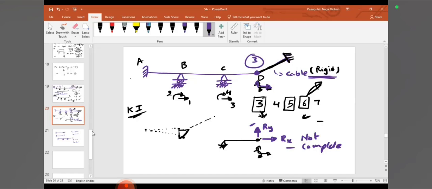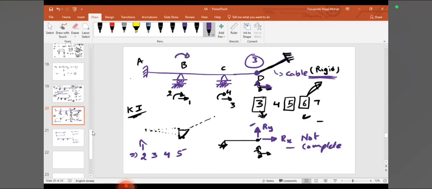Now tell me, if the cable is axially rigid, I just want to hear what is the kinematic indeterminacy. Tell me the answers. I can give you the options 3, 4, 2, 5. 2, sir. Only 2 rotations. Everybody says 2, right? Not 2. You guys are saying 2.